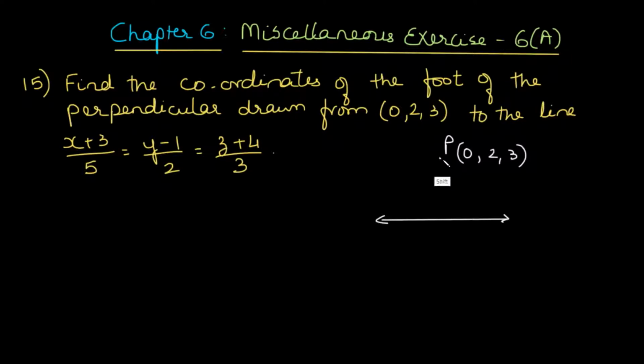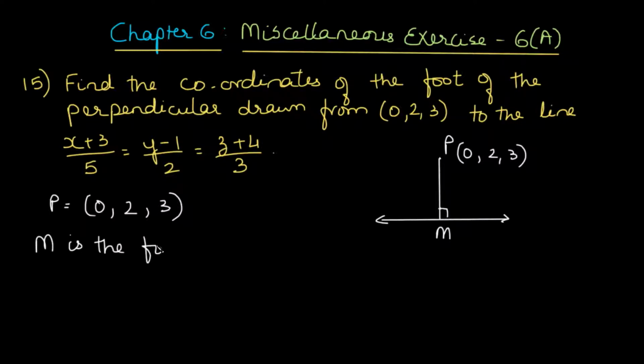So as we have learned earlier, from this point a perpendicular is drawn and we are going to find the foot of the perpendicular, the coordinates of the foot of the perpendicular. Suppose M is the foot of the perpendicular. We have to find the coordinates of M in this case. We have done such a similar sum earlier. Just to remind you all, I am doing this sum for you. So we have P equal to (0, 2, 3). M is the foot of the perpendicular.